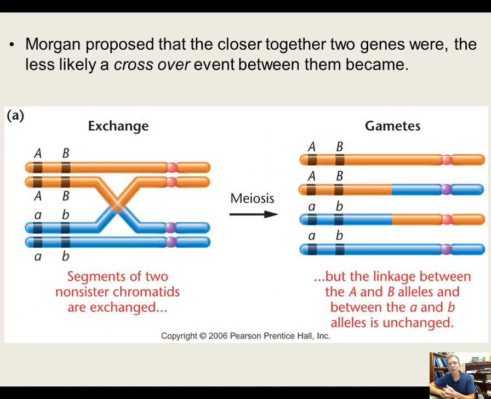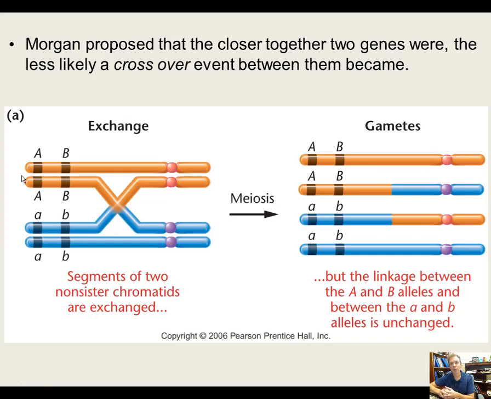So Thomas Hunt Morgan was one of the pioneers of modern genetics. He identified X linkage, he identified that genes were found on chromosomes, and he introduced Drosophila as a model organism. What he noticed and proposed was that genes linked on the same chromosome but very close together would not be recombined very frequently.